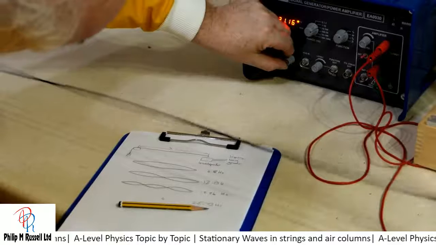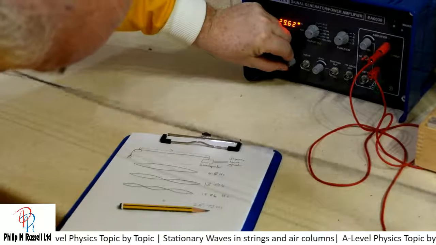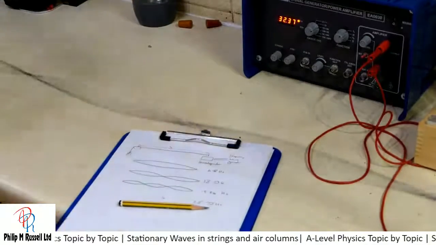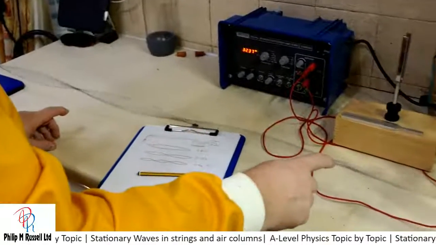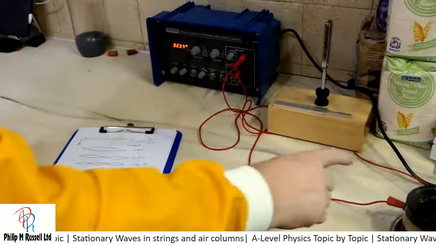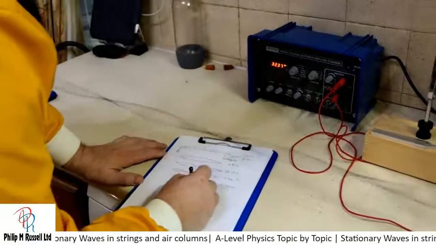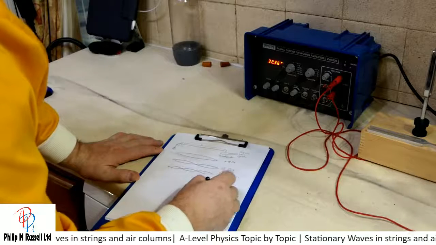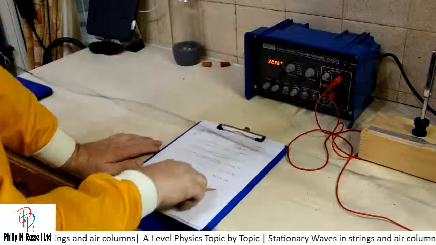See if we can get this. Let's see what we've got. I've got 1, 2, 3, 4 nodes here, so I've got 1, 2, 3, 4, 5 waves, and that's at 32.37 hertz. Let's see if we can go for 6.